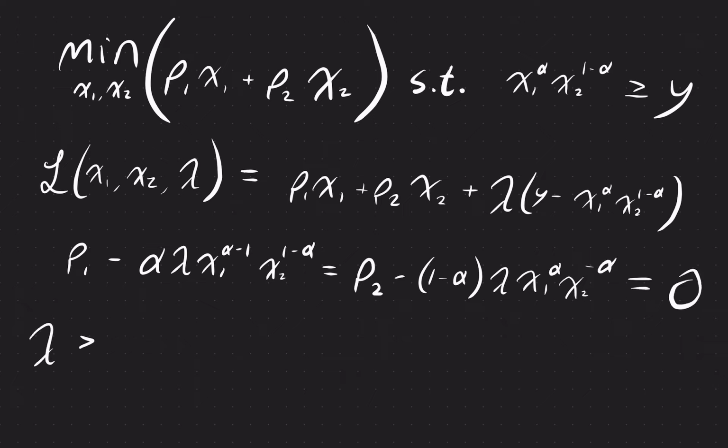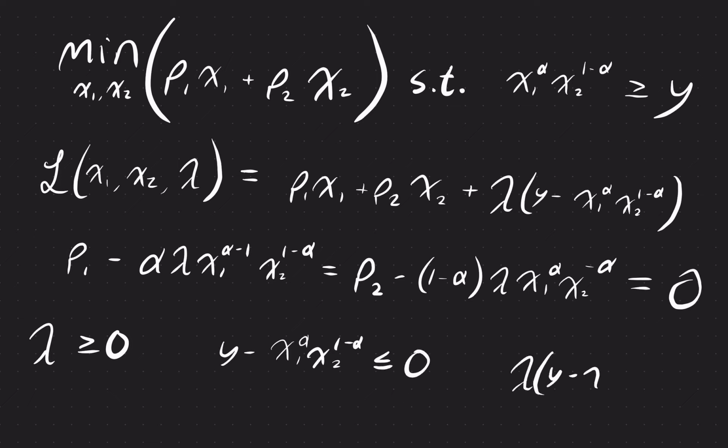Also, we have lambda greater than or equal to 0. We have y minus x1 to the alpha, x2 to the 1 minus alpha less than or equal to 0. And we have that their product is exactly equal to 0. So right away, what has to be true if this is less than 0? What has to be true if this is holding with a strict inequality, if this constraint does not bind?